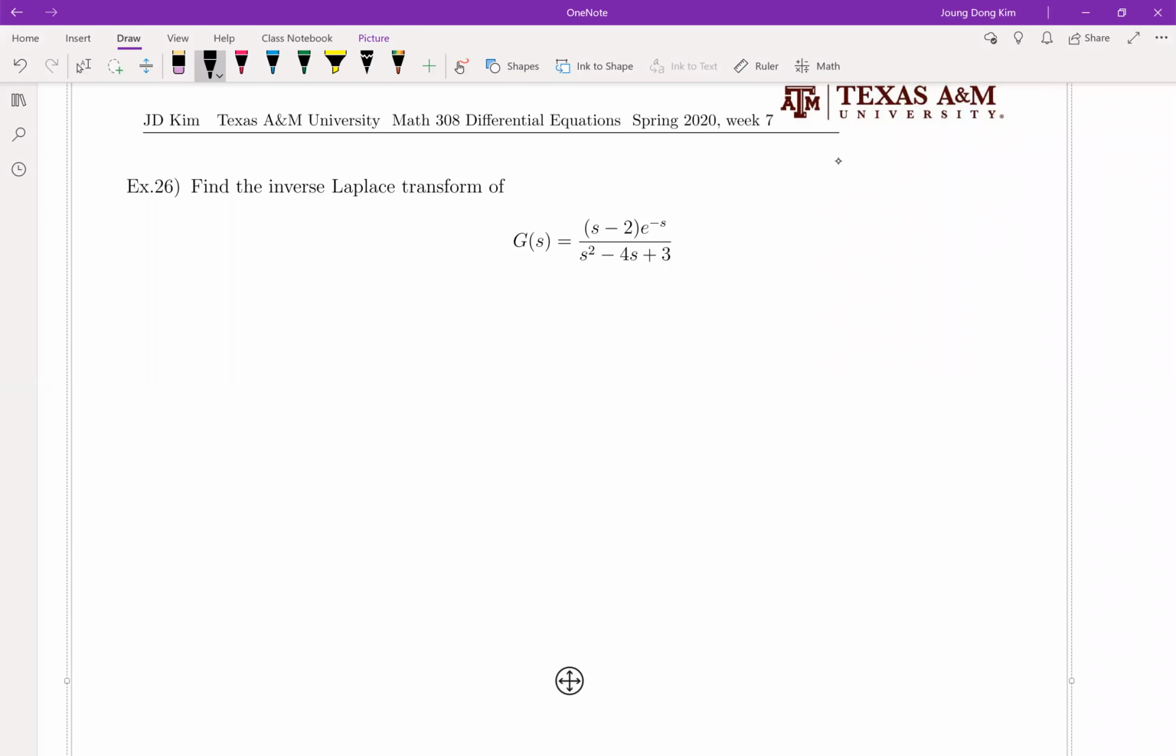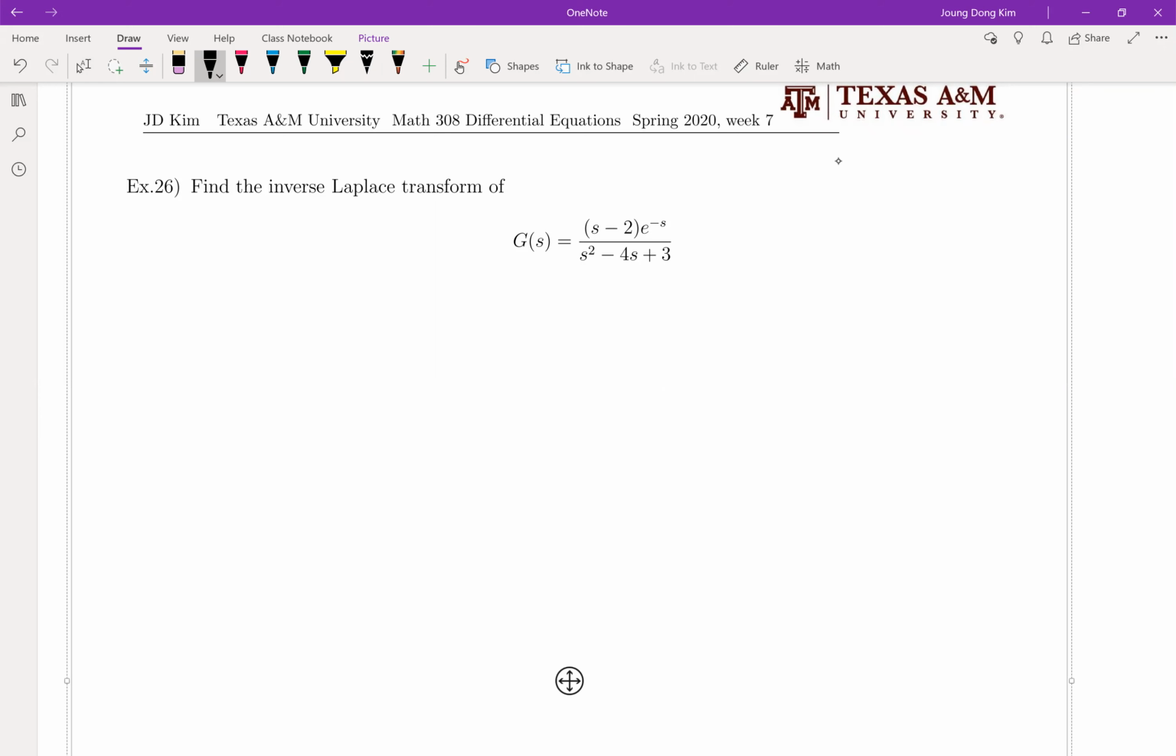Okay, example number 26. It is a little bit complicated, but I believe you can do it, as long as you have your Laplace transform table on your side. Let me show you how we can take care of this one step by step.